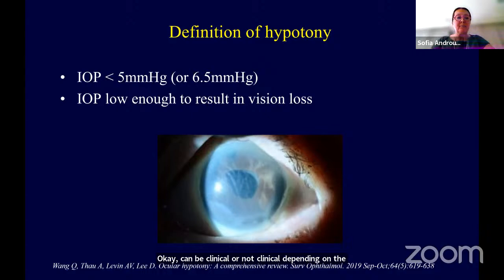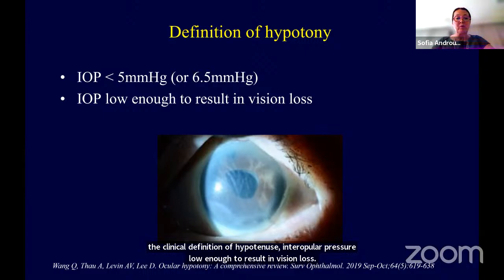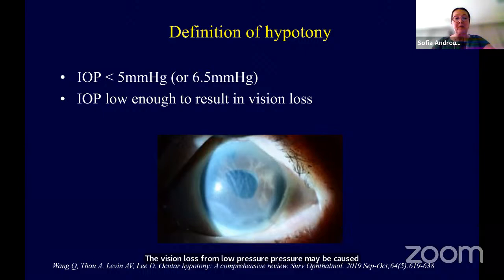It's not clear who will develop clinical signs of hypotony, and some patients can tolerate long periods of hypotony without loss of vision. So the clinical definition of hypotony is intraocular pressure low enough to result in vision loss. The vision loss from low intraocular pressure may be caused by corneal edema, astigmatism, maculopathy, and fundus abnormalities in the form of chorioretinal folds, optic nerve head edema, and vascular tortuosity.